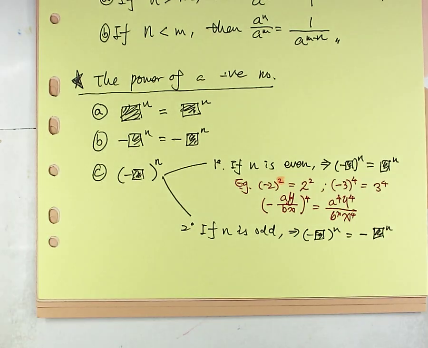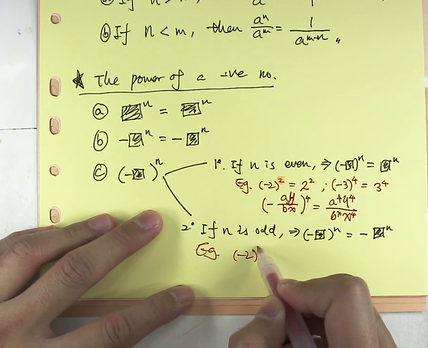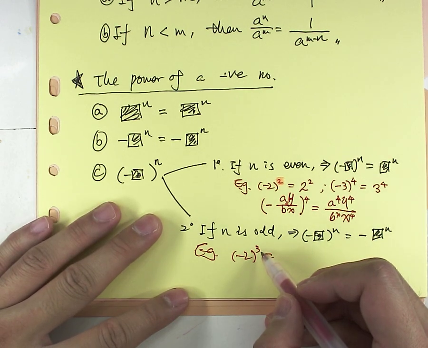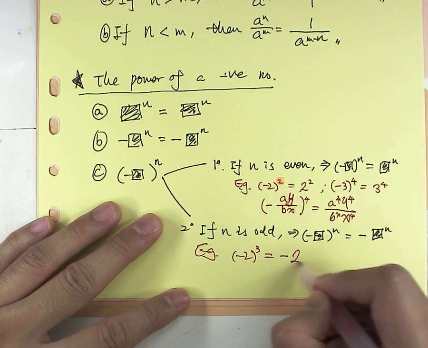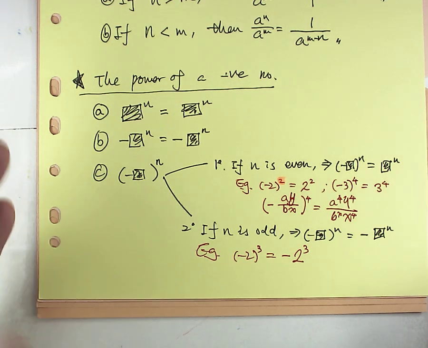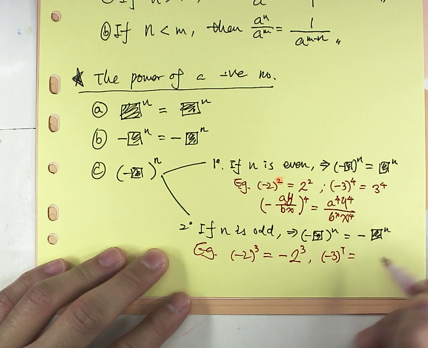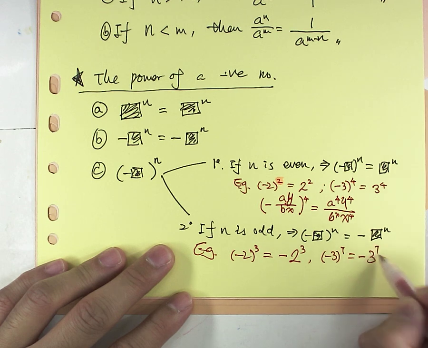Okay, so we can give some examples. For example, minus 2 again, but this time to the power 3. Because this 3 is odd, what you have to do is keep the minus and then still write it in this way. Of course, the result is minus 8 because 2 times 2 times 2 equals 8, not 6. Okay? For example, minus 3 to the power 7. Okay? Because this 7 is odd, you keep the minus and then 3 to the power 7.